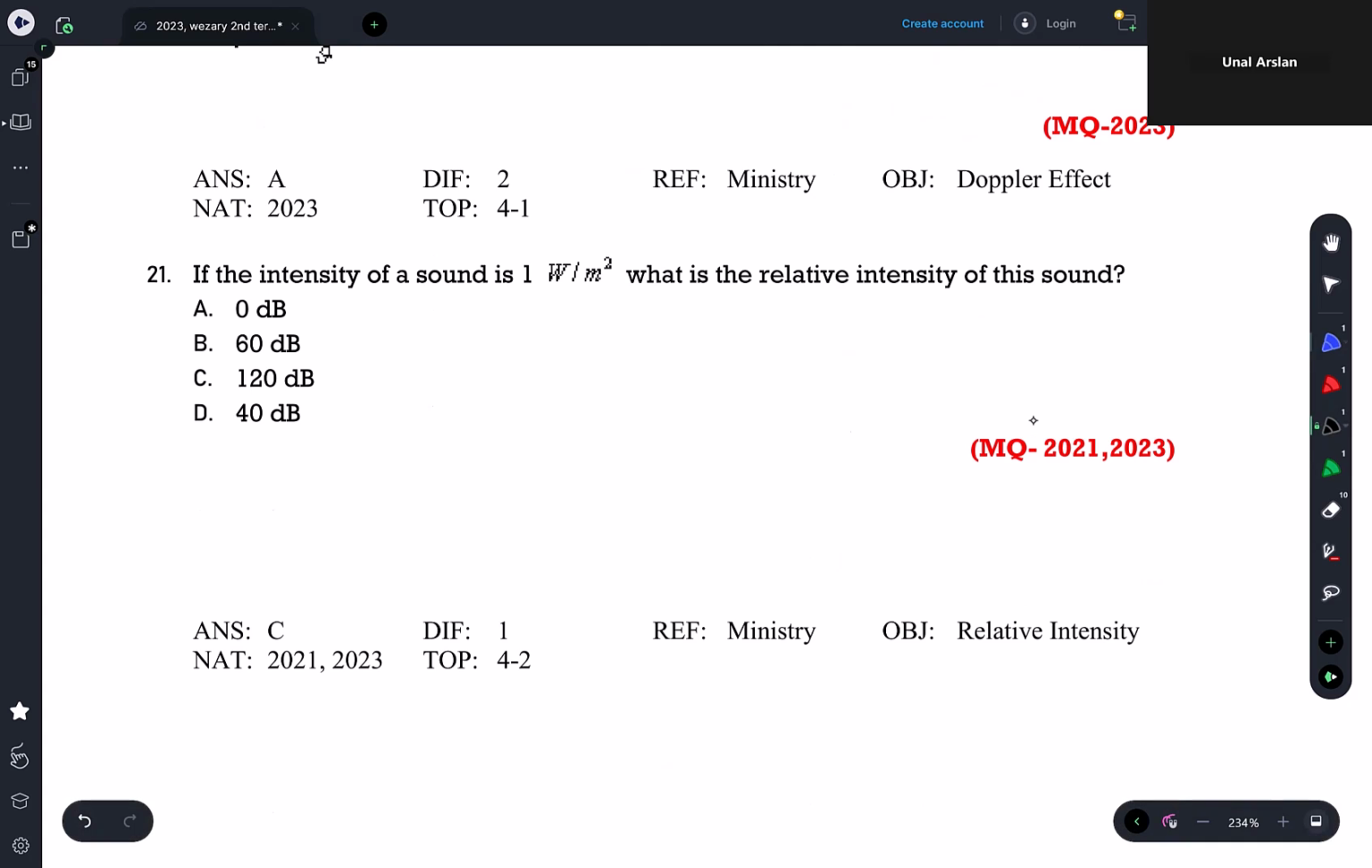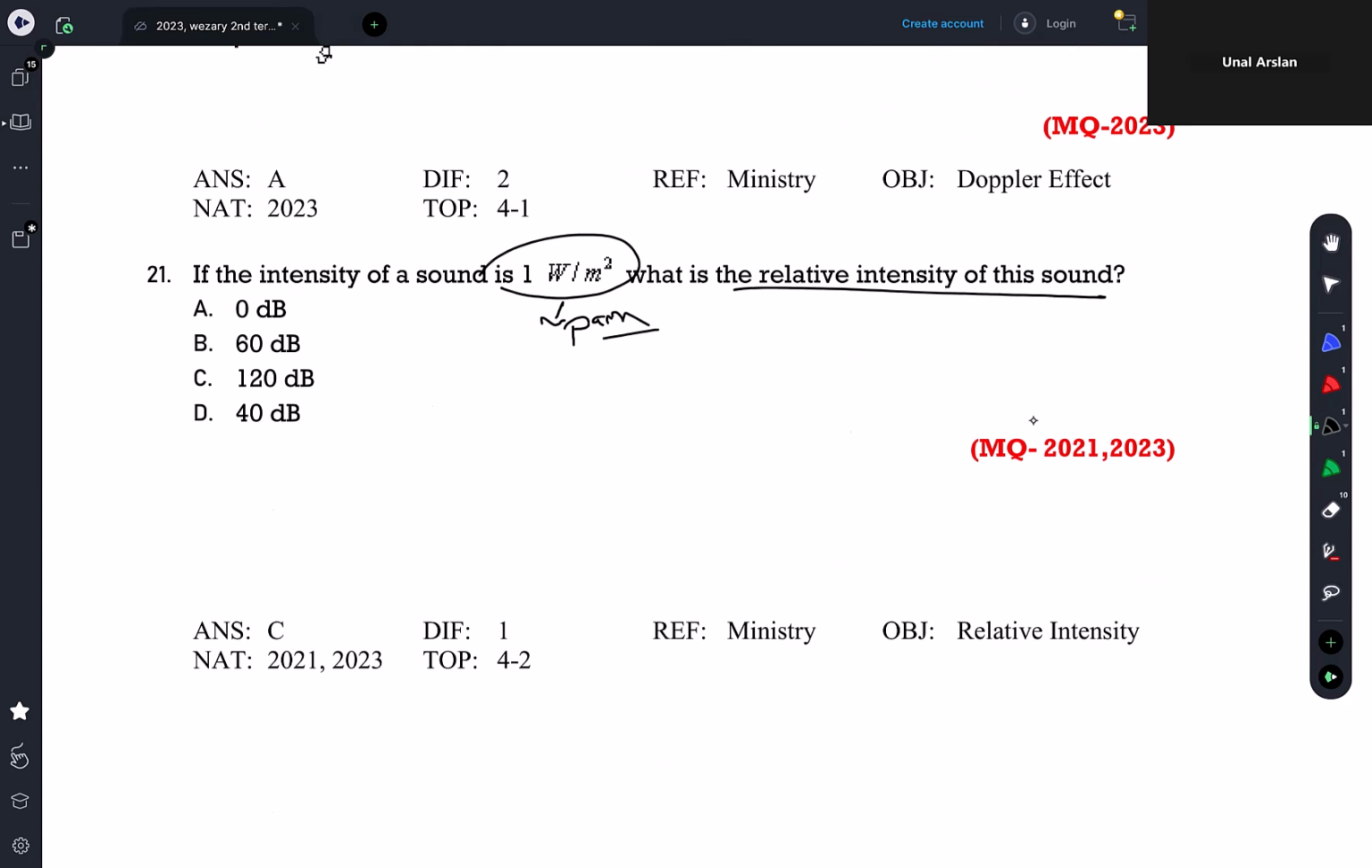The intensity of the sound is 1 watt per meter square. What is the relative intensity? This is the threshold of pain. Its relative intensity is 120 decibels.